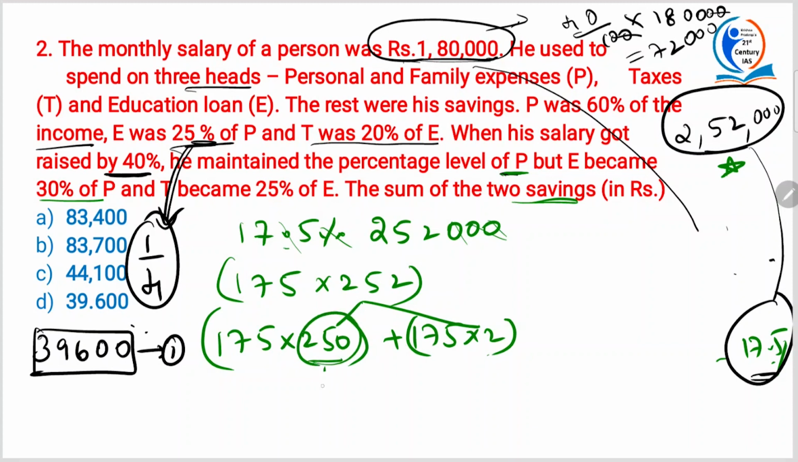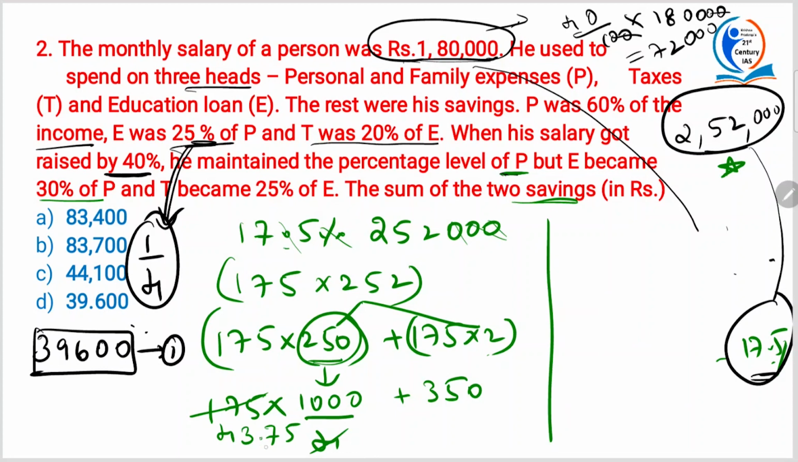Okay. So now this 250 also I am writing as 1000 by 4. Why? For simpler calculation, to save your time. Okay. So now 4 1s are, 4 4s are 16, 1. So 4 3s are 12. So 3 will remain. So 43.75. Okay. Now this 175 into 2 is how much? It is 350. Okay. Now this 43.75 into 1000 is how much? 43,750 plus 350. How much will you get?